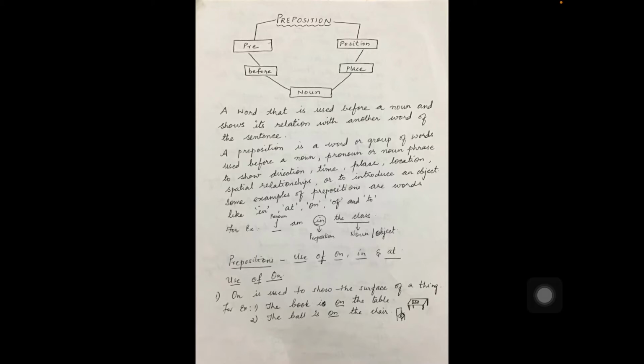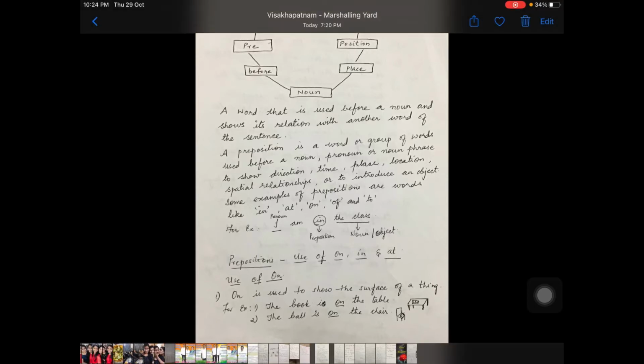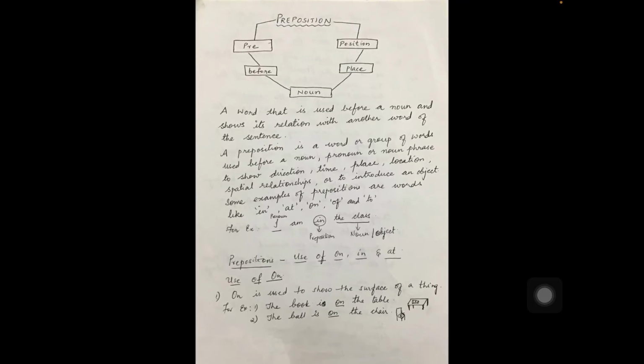You can also write the definition like this. A preposition is a word or group of words used before a noun, pronoun or noun phrase to show direction, time, place, location, spatial relationships or to introduce an object. Some examples of prepositions are words like in, at, on, off and to. These are some common prepositions. Today we are going to learn the usage of on, in and at in your exercise.